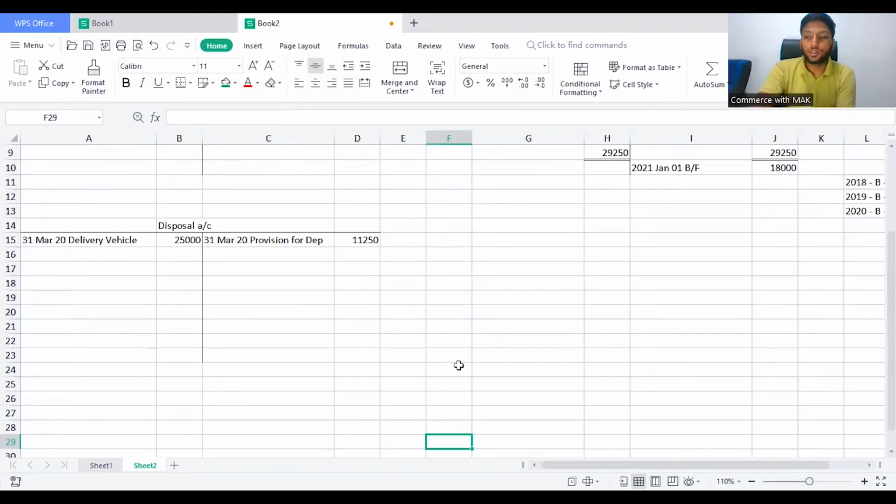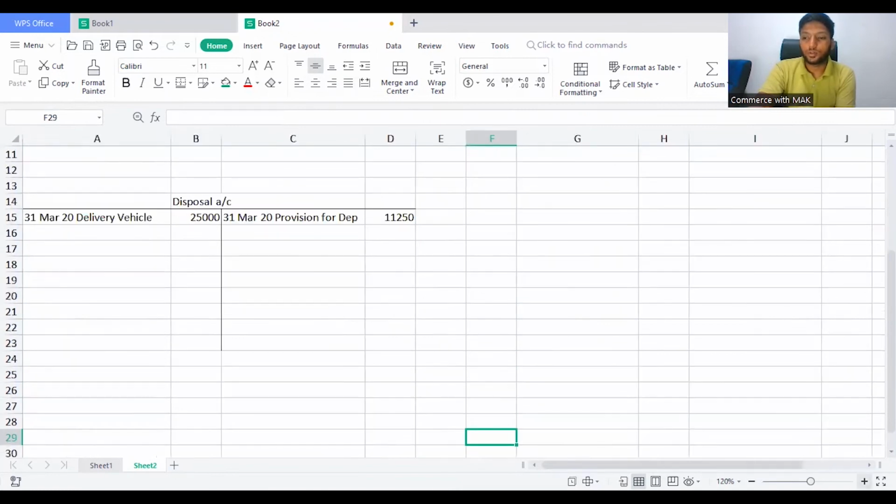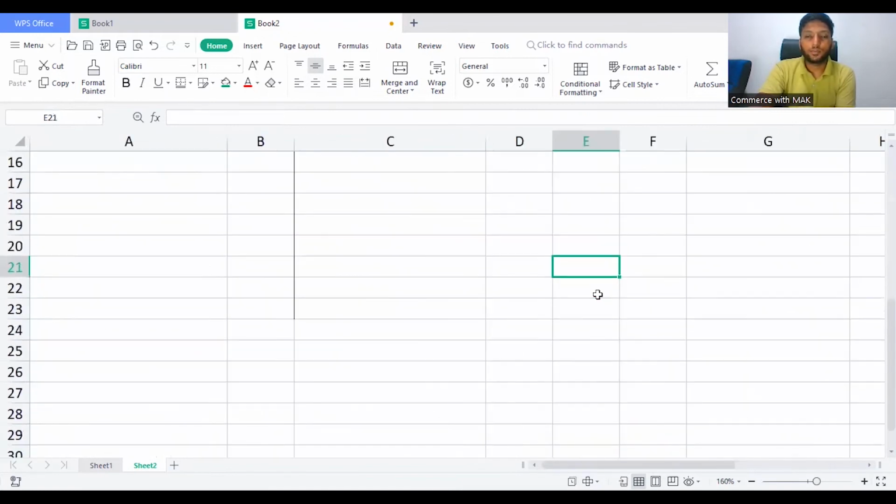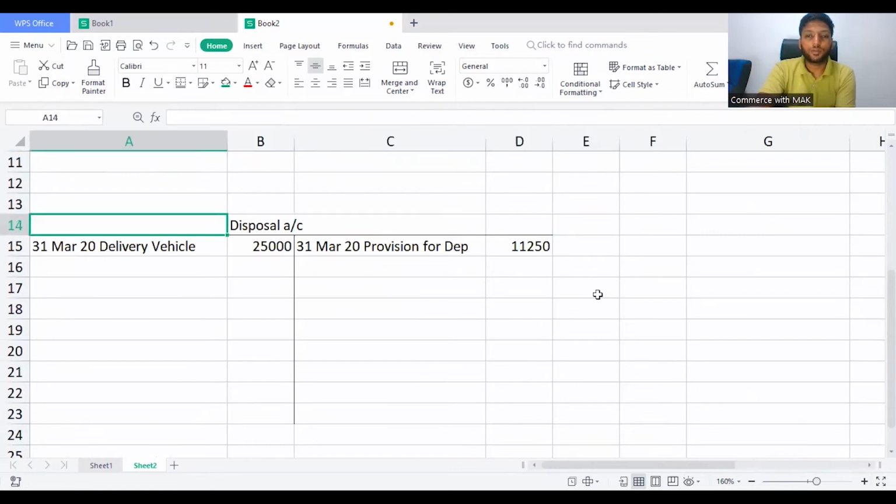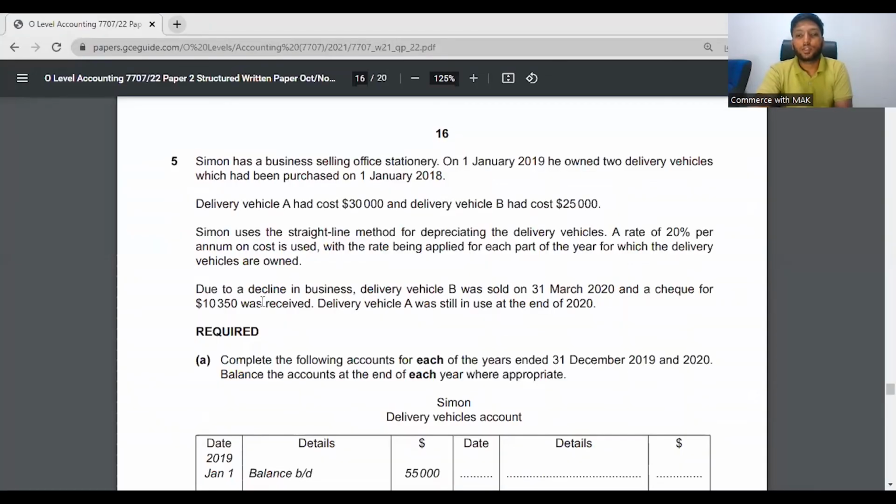Now we are going to do the disposal account. How are we going to do this? It's very easy. We are going to finalize this, the last part of the question. We need to know whether it is a profit or loss, but first we need to know what amount we received in cash. So here you can see 10,350 was received as a cheque. So most probably you can consider it as bank. So bank account debit, disposal account will become credit.